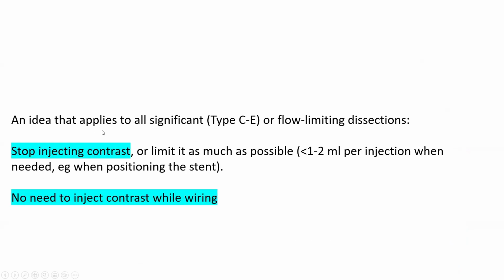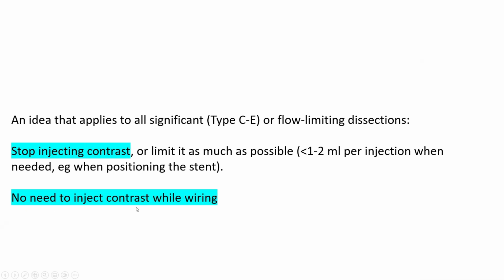Another idea that applies to all significant dissection, whether guide-induced or stent or balloon-induced: stop injecting contrast or limit it as much as possible, such as less than 1 to 2 milliliter per injection, and gentle, not forceful. You will need some injection when you're positioning the stent, but keep it small and gentle.